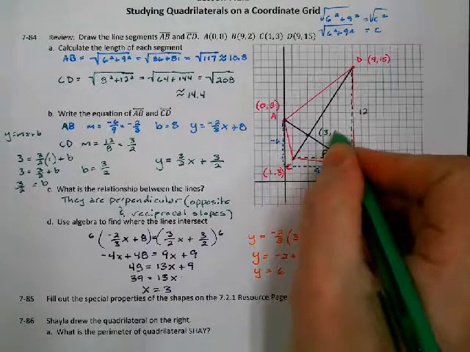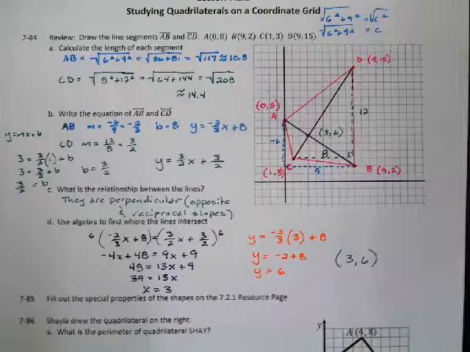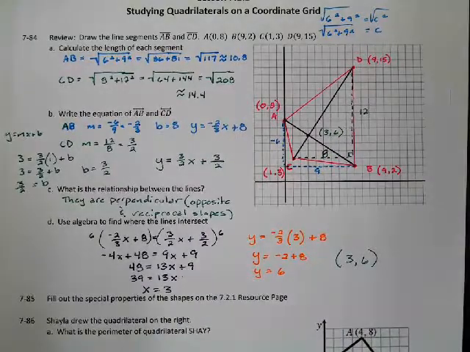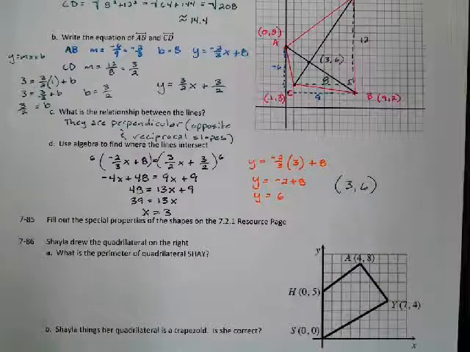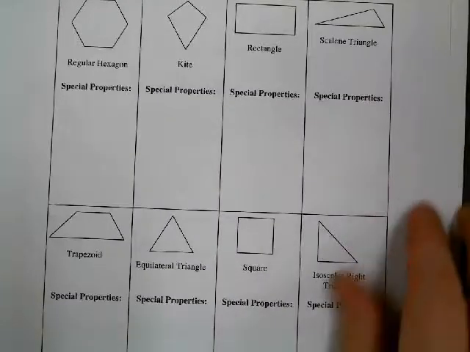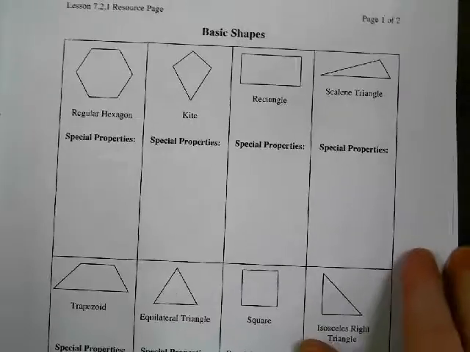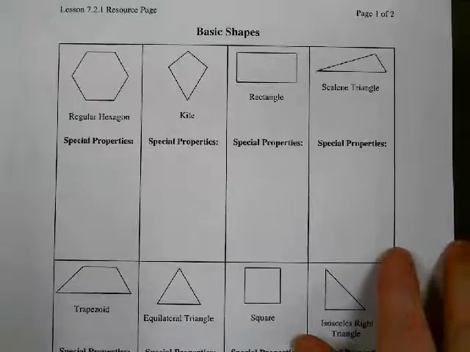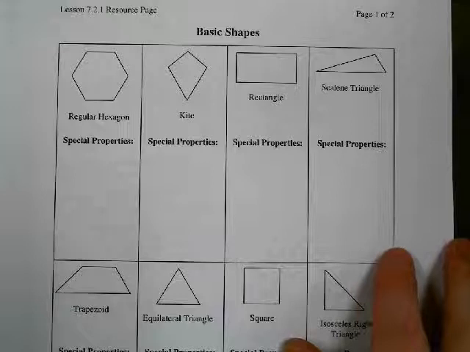Boom, did it. All right, next thing we're going to do, we're going to look at this resource page that we have. There's 2 pages to this. It has a whole bunch of different shapes. And we're going to state what the special properties are for the shape.